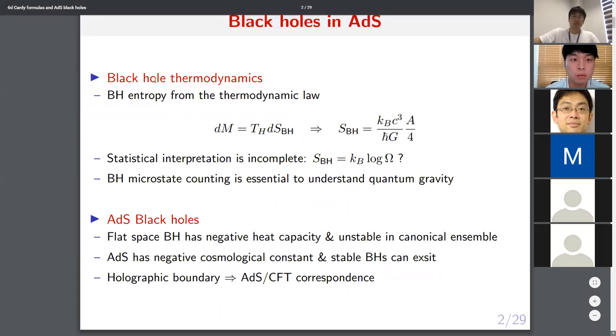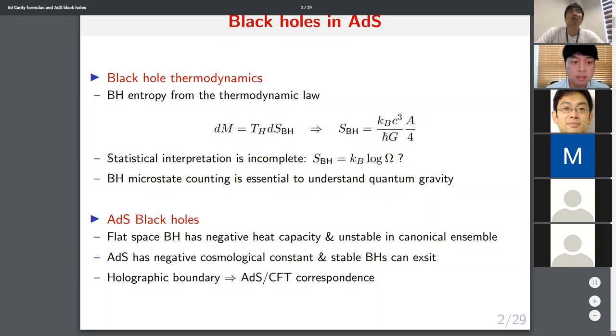We all know that black holes are thermodynamic objects which follow a certain thermodynamic law. Its simplest form, without rotation or charges, is given as follows. Here, this is the black hole mass, this is the Hawking temperature, and it determines the Bekenstein-Hawking entropy of the black holes. The Bekenstein-Hawking entropy takes the following form, where A is the horizon area of the black hole.